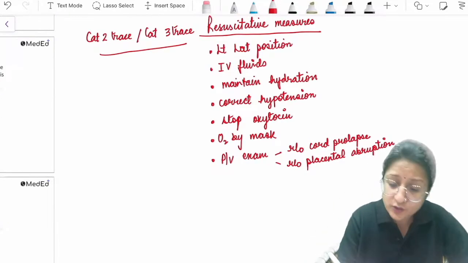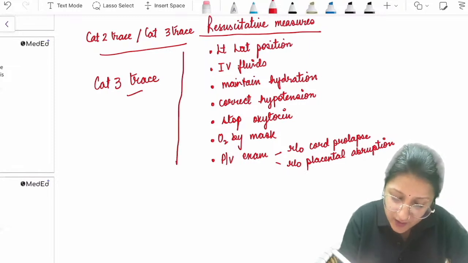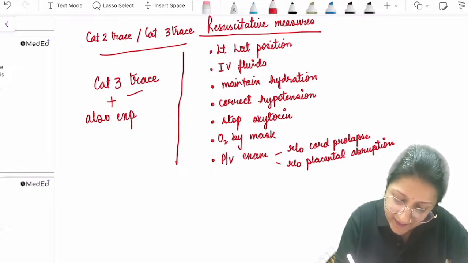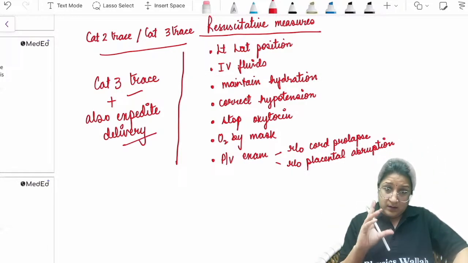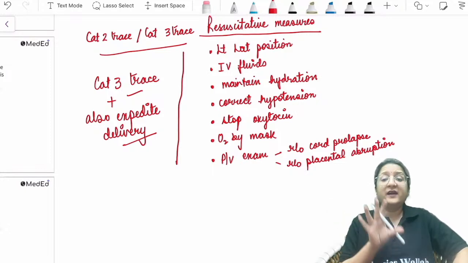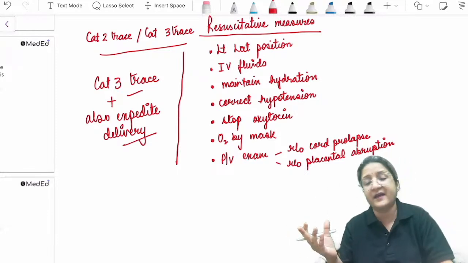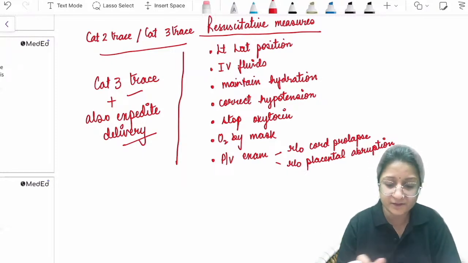All right? And also please remember that if the category 3 trace is there, then along with the resuscitative measures, we also have to expedite delivery. Okay? By expediting delivery, meaning we can do a cesarean section or we can do an instrumental vaginal delivery. If the criteria for instrumental vaginal delivery are met, then instrumental vaginal delivery; otherwise a cesarean section immediately will be required. Okay? Fine.